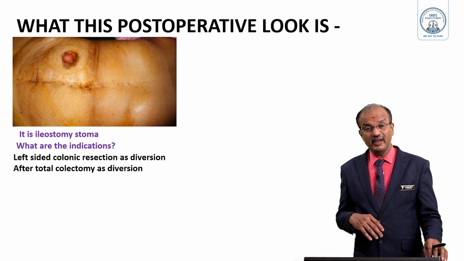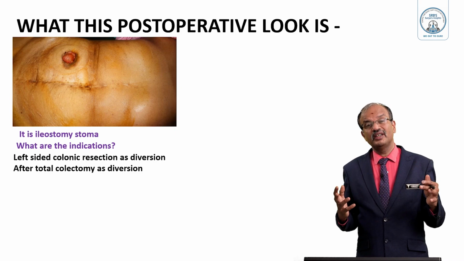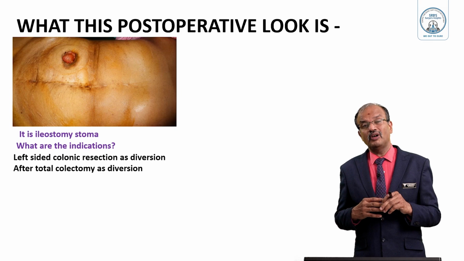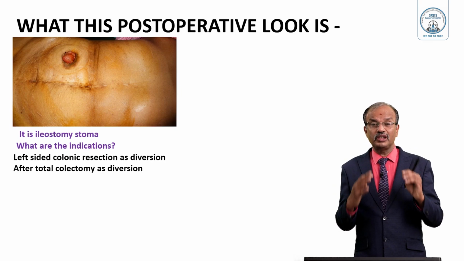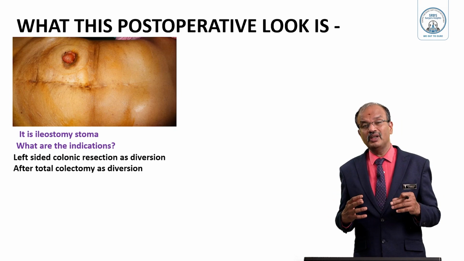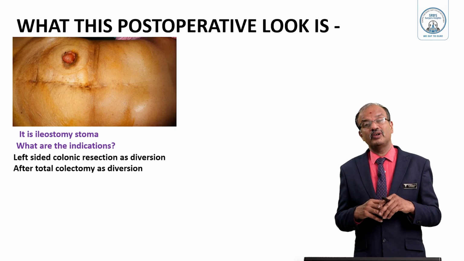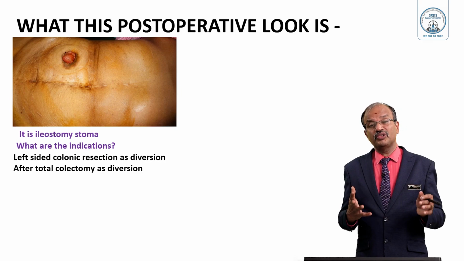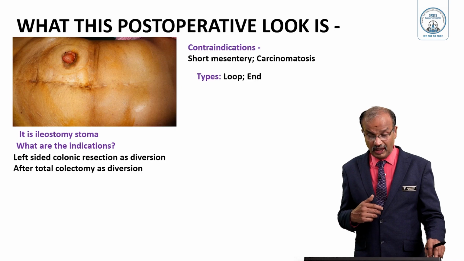The surgeon will take the call, and usually it is closed once everything is settled: inflammation, infection, sepsis, the general condition becomes better, or if it is a malignancy, after proper adjuvant therapy and everything is settled, the surgeons or oncologists are satisfied that the patient is disease free, then only you will close. Don't hurry to close the stoma. As much as possible, delay it until everything is settled. That's very, very important. Otherwise, closure of the stoma will cause further problems. Hurrying the closure of the stoma is not good. The contraindications are short mesentery and carcinomatosis. The types are loop and end.